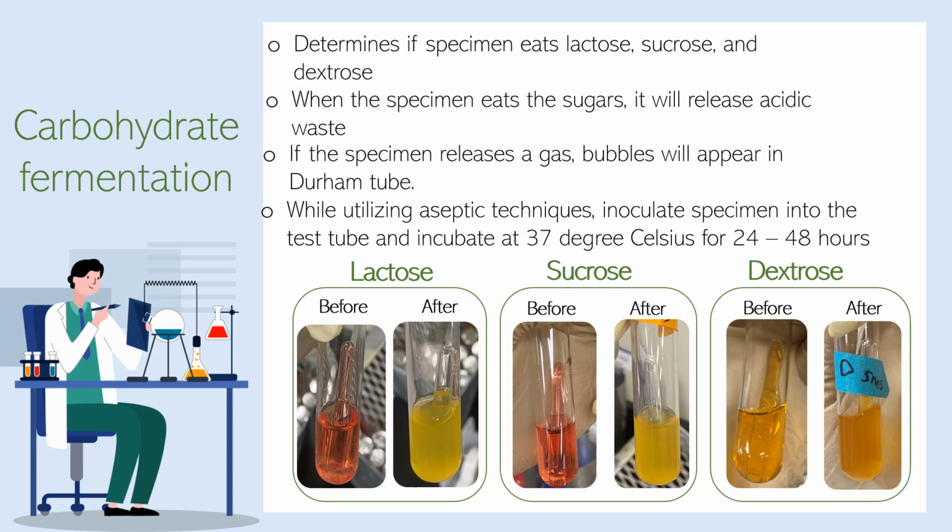The third test that I did was the carbohydrate fermentation. This test determines if the specimen eats the 3 sugars lactose, dextrose, and sucrose. Once the specimen eats that sugar, it produces acidic waste, turning the test tube liquid yellow. If the specimen produces a gas during this process, it produces a bubble in the Durham tube. All 3 test tubes with lactose, dextrose, and sucrose were yellow with a bubble in the tube.